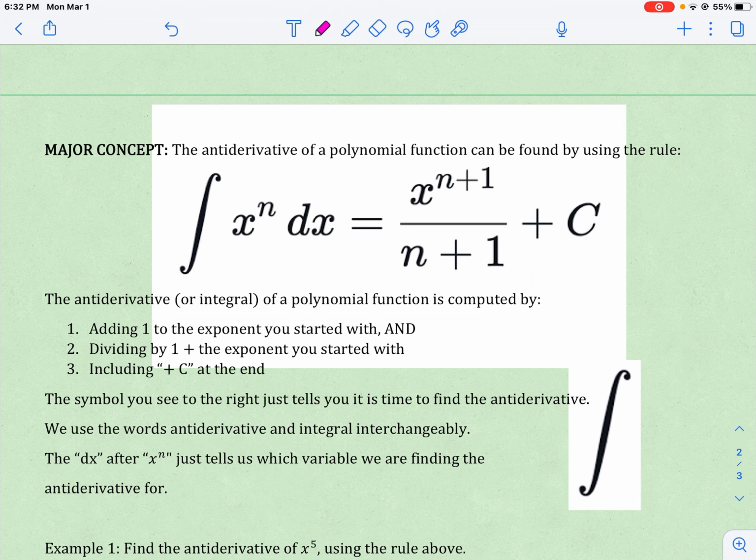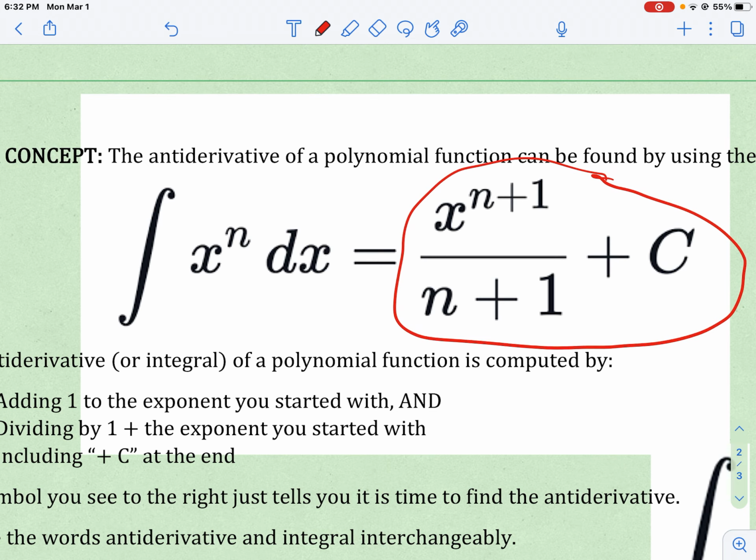Okay, so if you want a formula to find the antiderivative, I'll give you one. You can use this formula. So I'm just going to go through what this means. This means find the antiderivative, or we would say the integral, of a function, a polynomial function. dx just means with respect to x. It means you're taking the derivative with respect to x and not some other variable, okay?